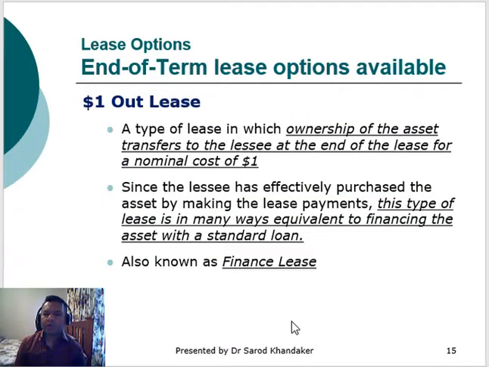The second one is the $1 out lease. So this is a type of lease in which the ownership of the asset is transferred to the lessee at the end of the lease for a nominal cost of $1. Since the lessee has effectively purchased the asset by making the lease payments, this type of lease is in many ways equivalent to financing the asset with a standard loan, because by paying $1, the ownership of the asset will transfer from lessor to lessee, so it is very equivalent to a loan. So it's also known as the finance lease.